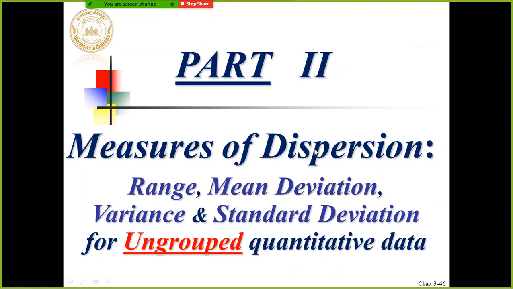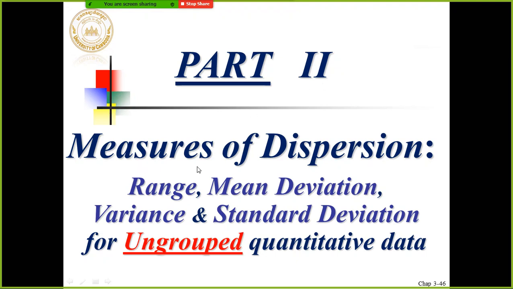Part 1 we also split into two other parts: measuring location by using ungrouped data, where we find mean, median, and mode from ungrouped data, and the other one, where we find mean, median, and mode from grouped data. So we already learned how to measure location by finding mean, median, and mode. Now we go into part 2.